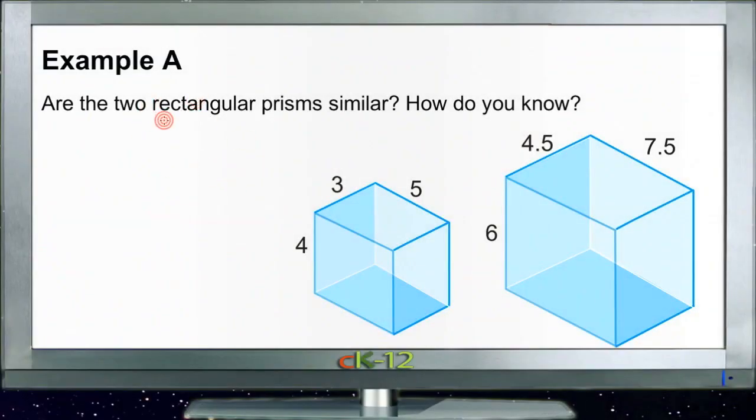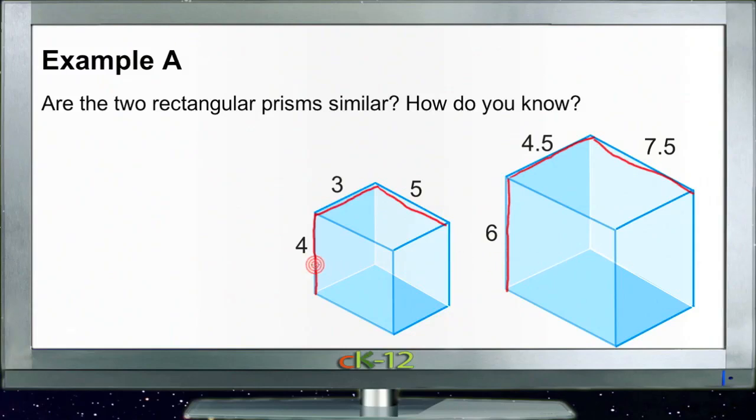All right, our first example question here asks if the two rectangular prisms are similar, and then how do we know? Well, if they're similar shapes, then all of their sides are in the same proportion with each other. So if, for instance, the height of this smaller shape compared to the height of the larger shape is the same as the width of the smaller shape compared to the width of the larger shape, and the length of the smaller shape compared to the length of the larger shape, then the two shapes are similar and they're just different sizes.